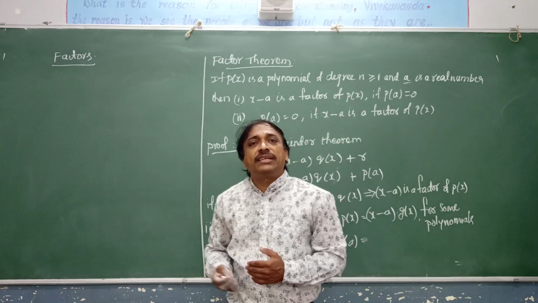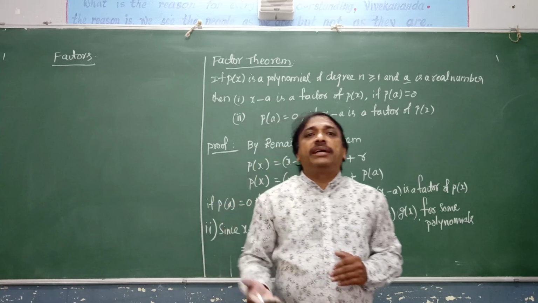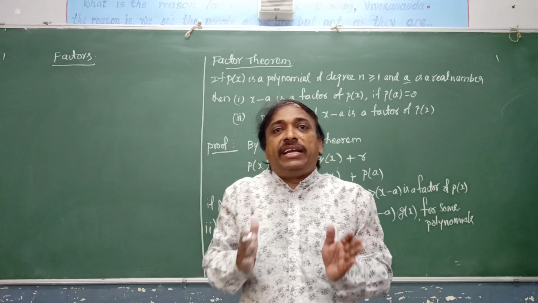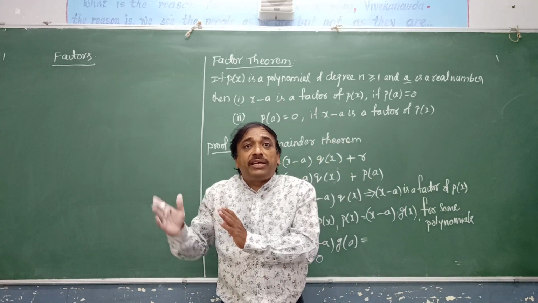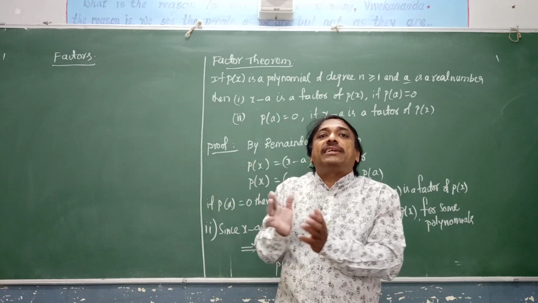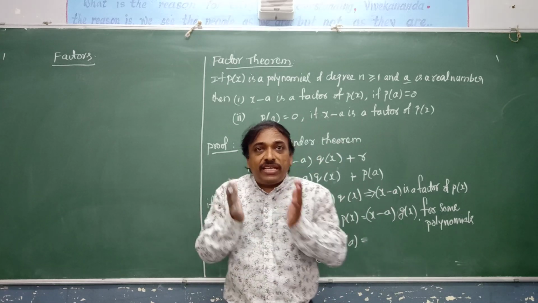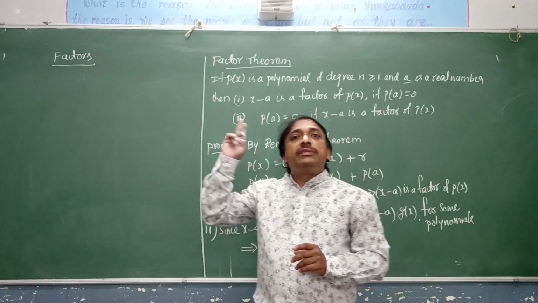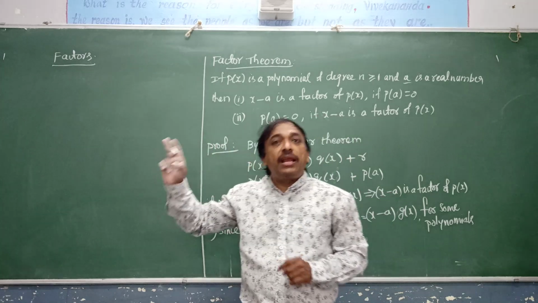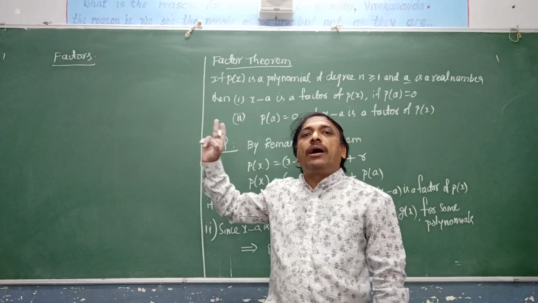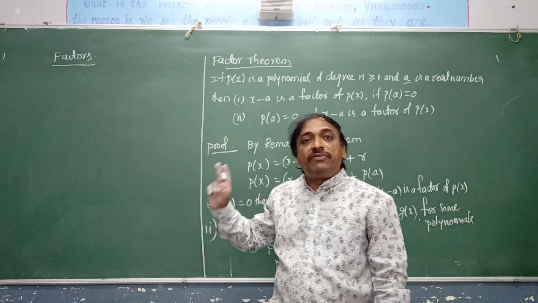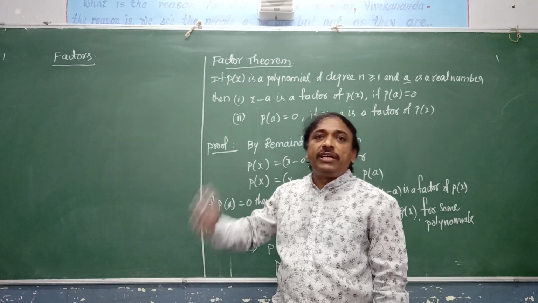What exactly are factors? When a number is divided by another number, if you obtain the remainder as equal to 0, then the divisor will be the factor of the dividend. The divisor will be a factor of the dividend.